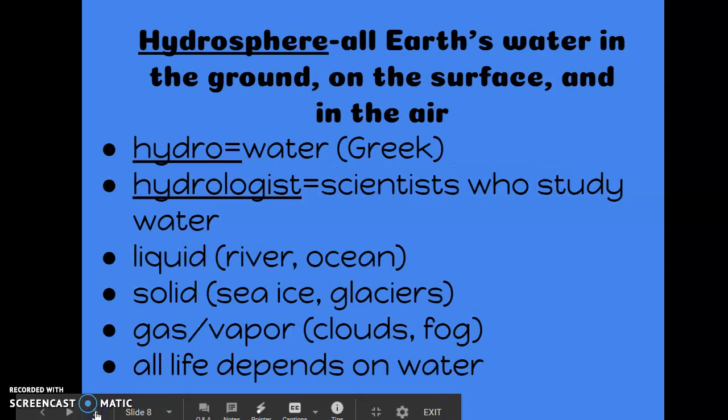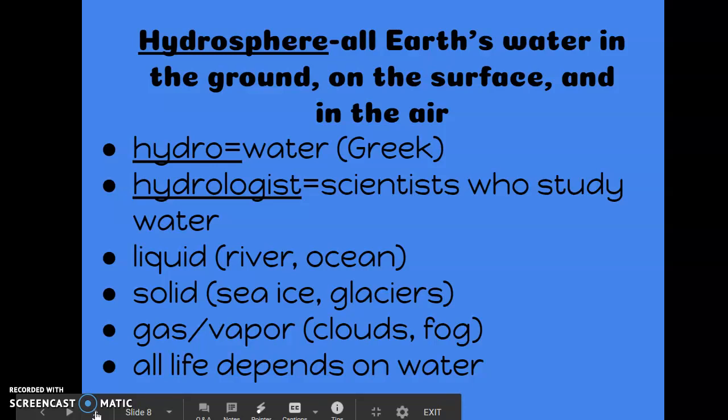So hydrosphere is or includes all Earth's water in the ground, on the surface, and in the air. So looking at those word parts again, that prefix hydro means water. So we can figure out that a hydrologist is a scientist who studies water, right? We know water from our study of matter, that water can take on liquid, solid, or gas. The same is true in our hydrosphere.